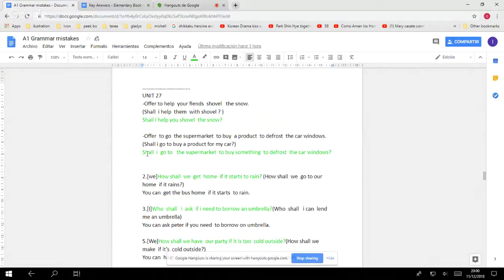Remember that you need the subject. In this case, the subject is the supermarket. So you go to the supermarket and then you buy something. If you say, shall I go to buy a product for my car, that is not enough, because you need to know where you can buy it. So for that reason, you put go to the supermarket to buy something to defrost the car window.